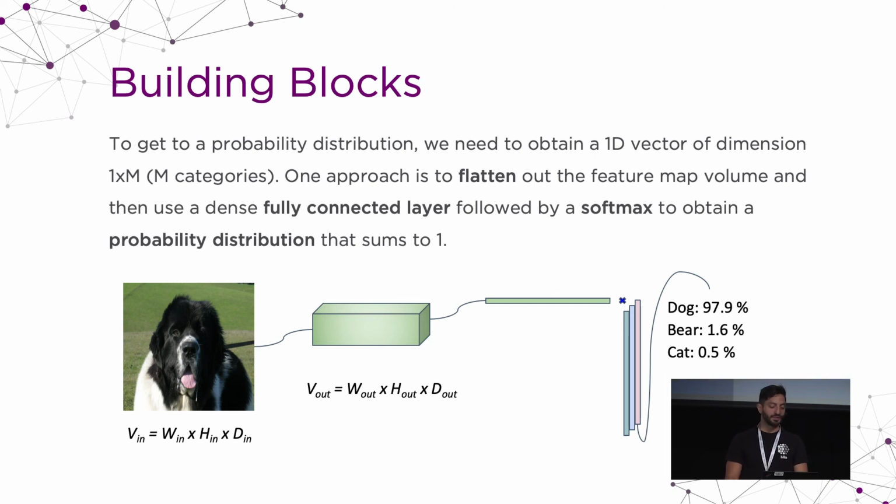These fully connected layers are usually followed by a softmax, simply so we can obtain our probability distribution. You saw the softmax yesterday in the tutorial, and this just allows us to guarantee that these results sum to 1, like a probability distribution should.